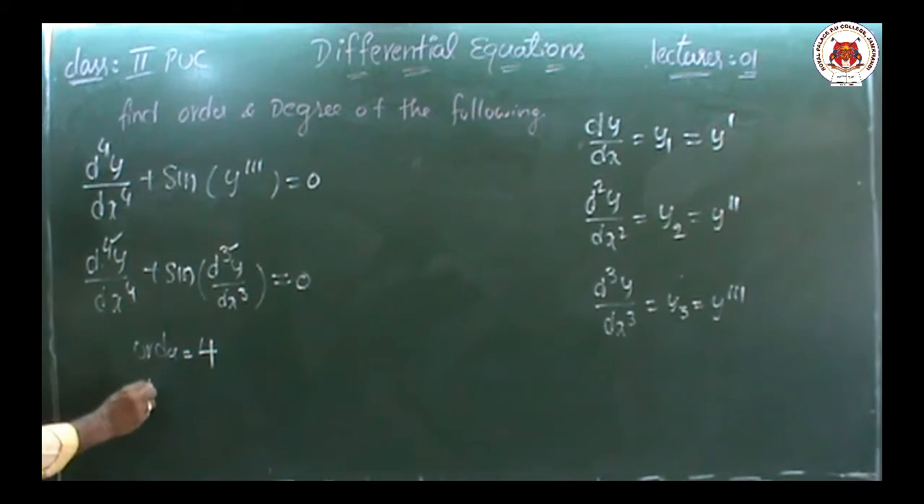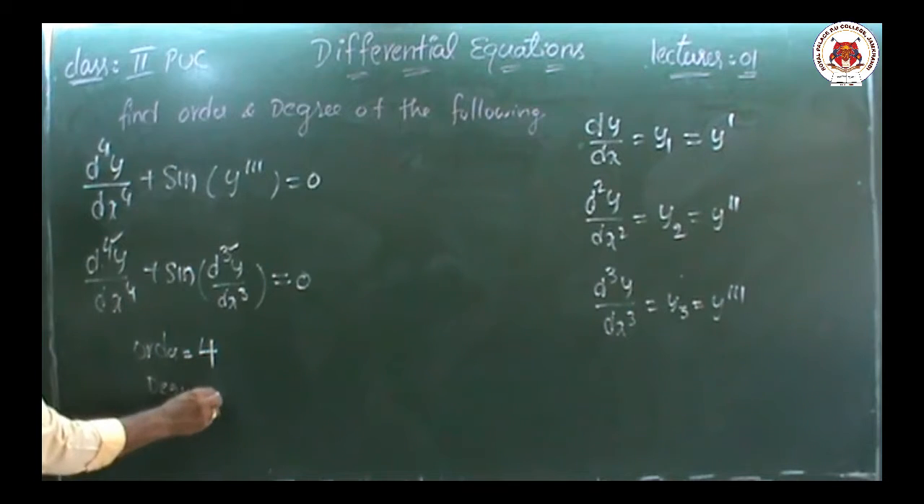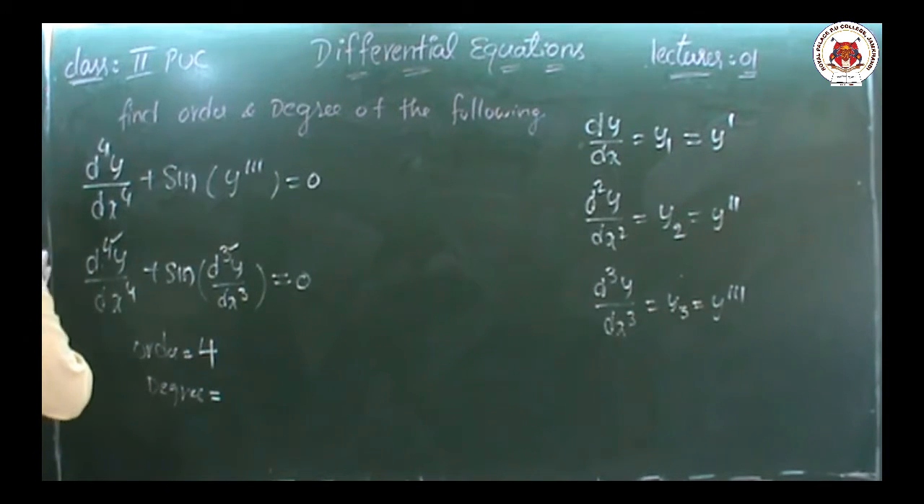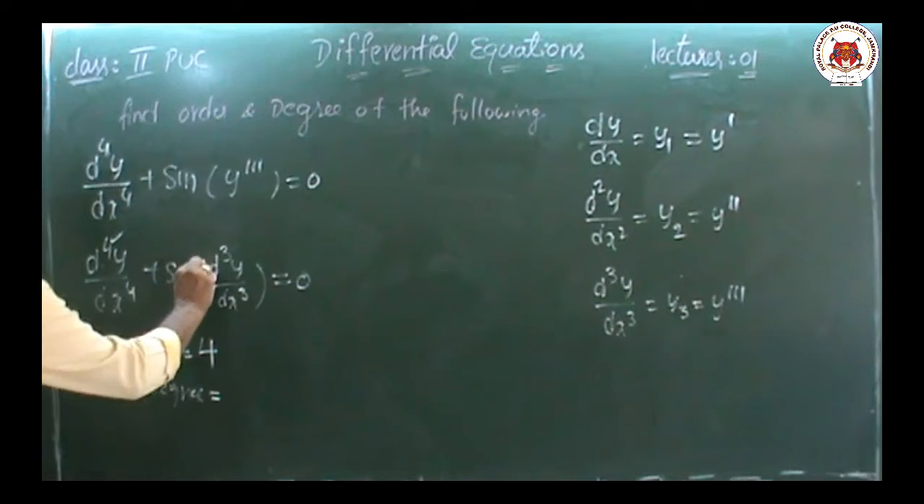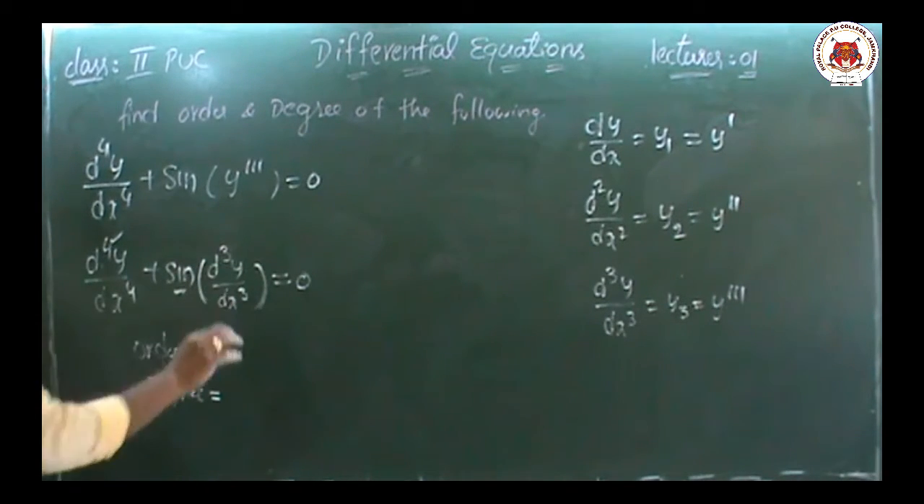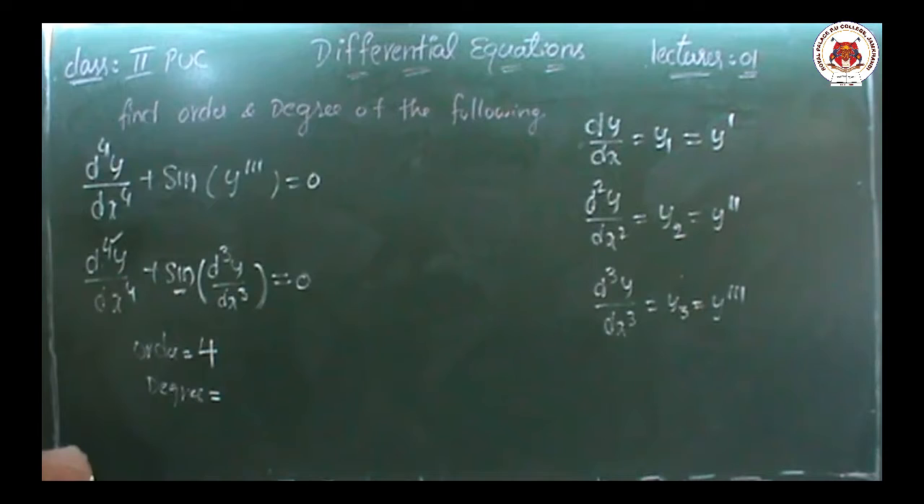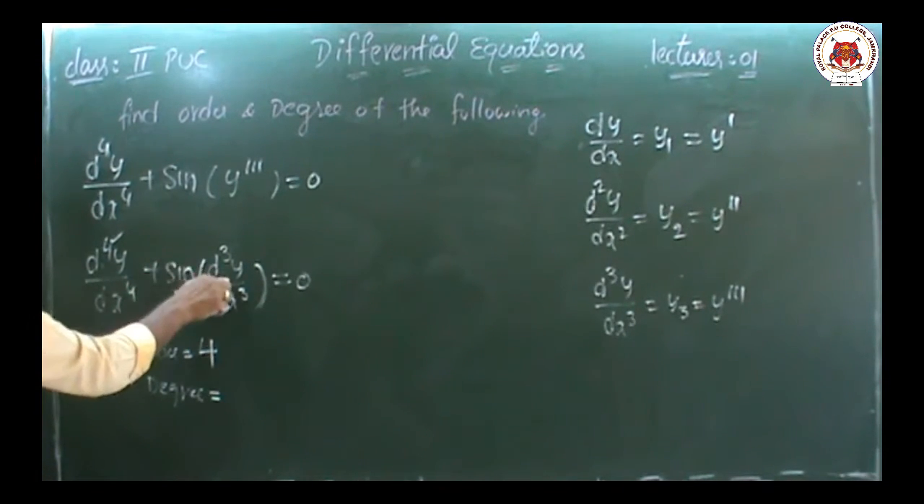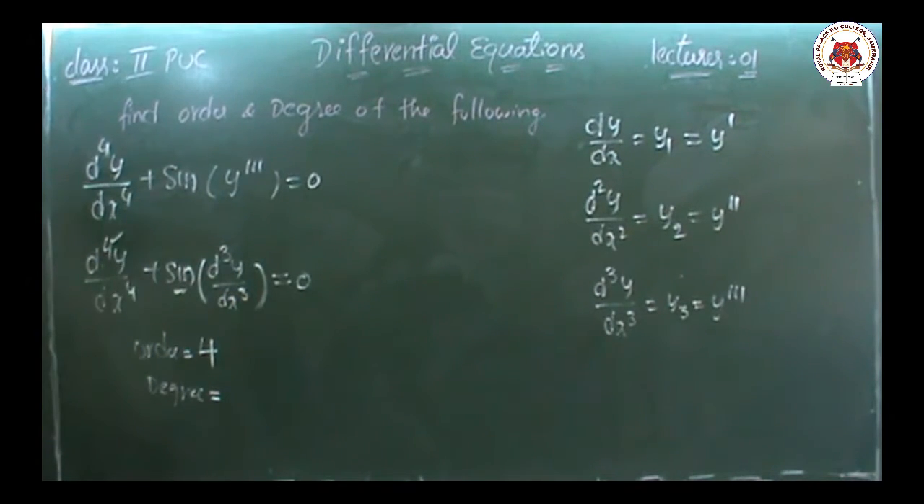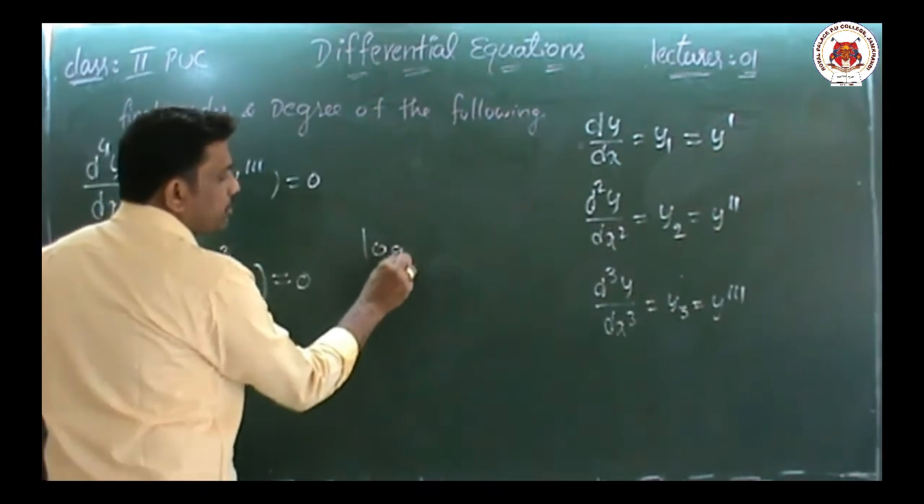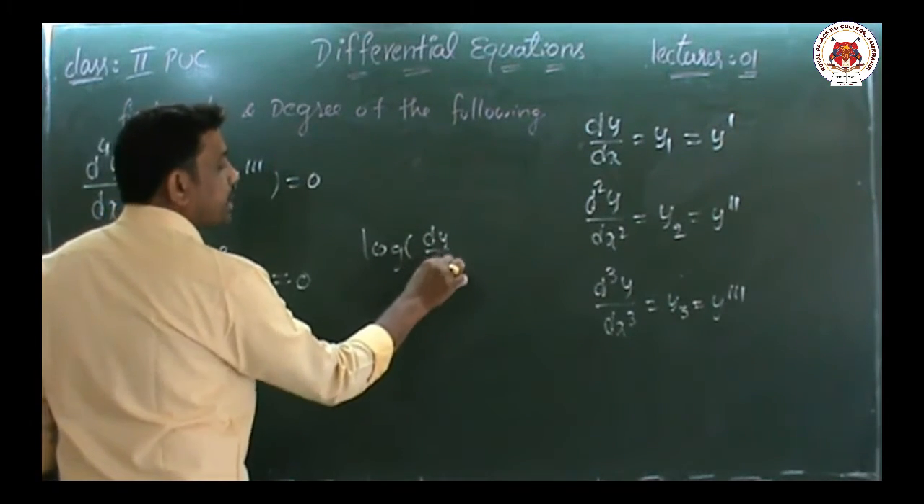Then what about the degree? For order there are no conditions, nothing. But for degree, there are compulsory conditions. What is the condition? This must be a polynomial. If any trigonometric function is having differentiation, then its degree is not defined. This is a very important point, children. Or if any logarithmic function is having differentiation, degree is not defined.